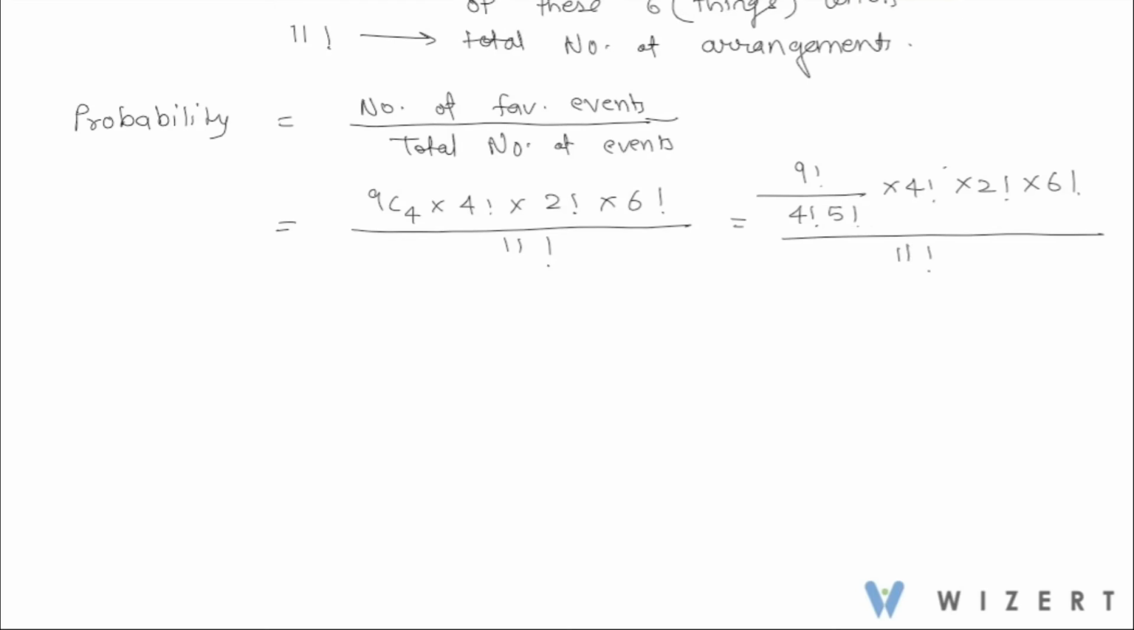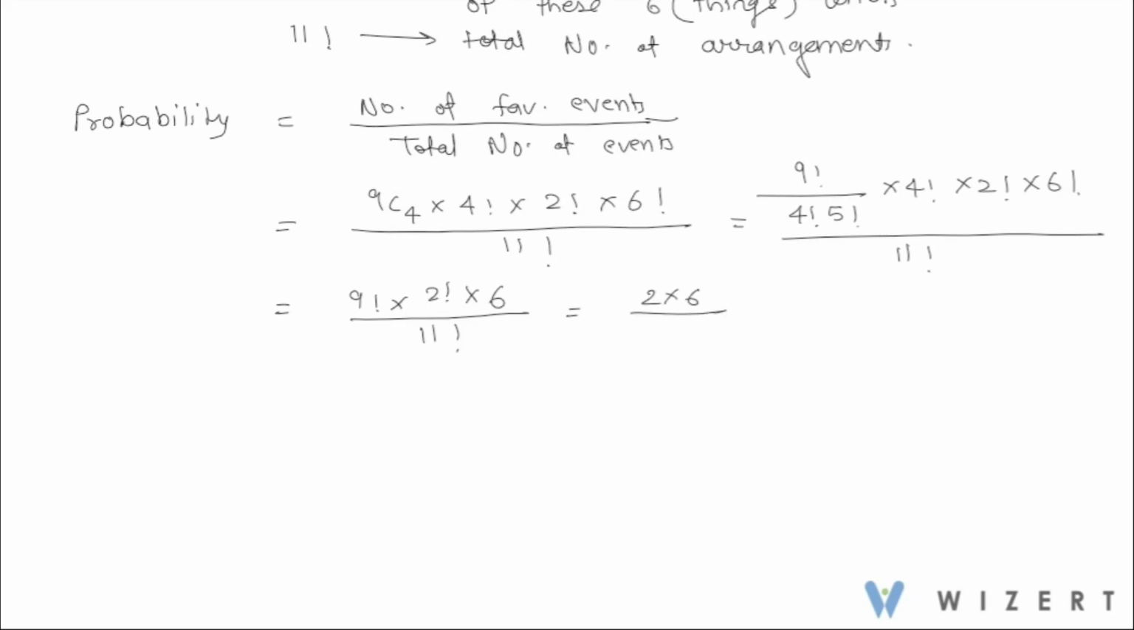Now if we look at it, 4 factorial cancels out. 5 factorial cancels out 5 factorial from 6 factorial and 6 remains behind. So this is 9 factorial multiplied by 4 factorial cancelled out. So 2 factorial multiplied by 6 divided by 11 factorial. Again the same thing happens here. 9 factorial cancels out 9 factorial from 11 factorial and we have 11 multiplied by 10 remaining. So 2 factorial is 2 into 1, which is 2.